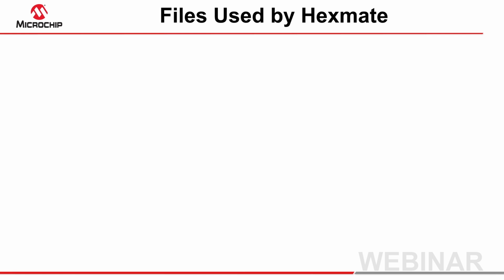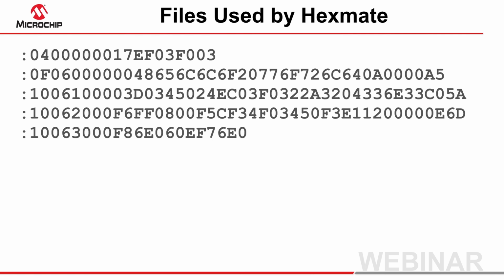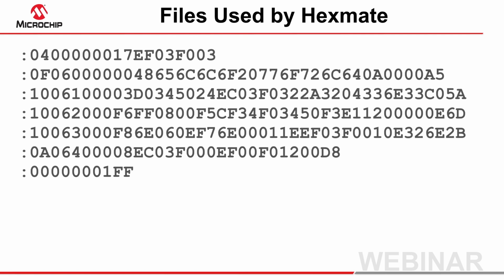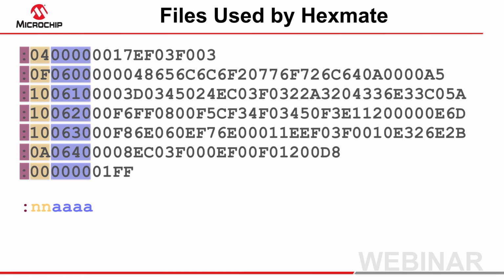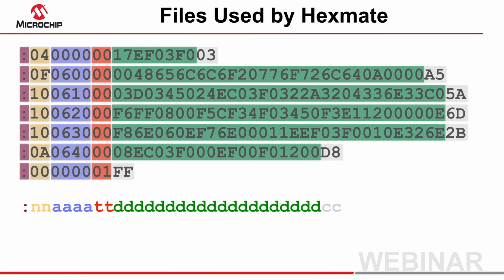Hexmate works only with hex files, in particular the Intel HEX format. These are text files which hold device data to be programmed. They consist of a number of lines called records. Each record consists of a : start code, a 2-digit count, being the number of data bytes in this record, a 4-digit address, a 2-digit record type, the actual data, and a 2-digit checksum.